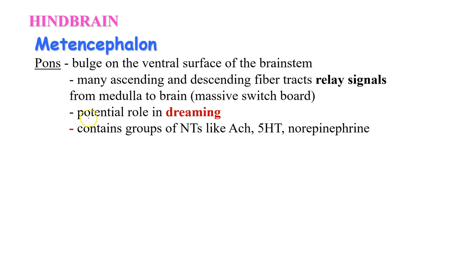It contains collections of chemical neurotransmitters, ones that we will be talking about later on in the semester, like acetylcholine, serotonin, which you may have heard of, as well as norepinephrine. It seems to have a role in dreaming. There's a structure of the pons that becomes activated when we enter the rapid eye movement stage of sleep, or REM sleep. And so it's thought that this particular structure, or parts of the structure, seem to be important in dreaming.